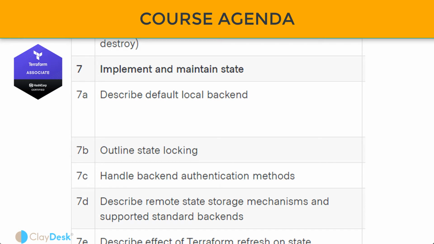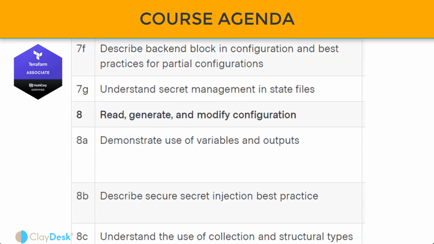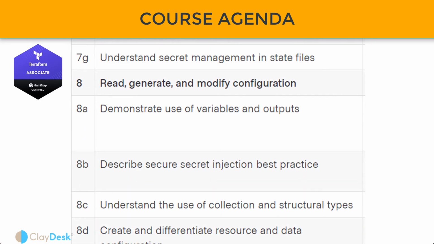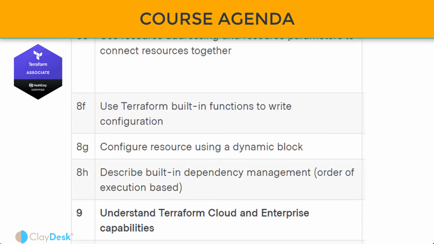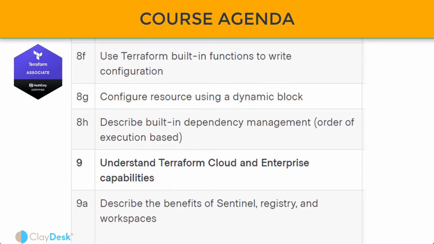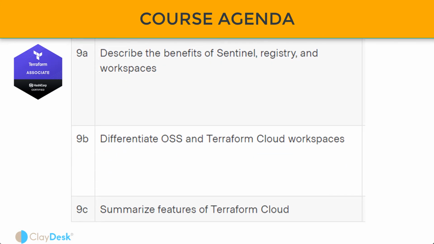Next is understanding Terraform Cloud and enterprise capabilities. So I'm going to demonstrate how Terraform Cloud can really benefit you, and describe the benefits of Sentinel, the registry, and workspaces, and how to create different workspaces for the enterprise team. We'll also take a look at how to connect to a GitHub repository, how to create a repository, how to create projects, and how to add team members to those projects, everything directly from Terraform code.